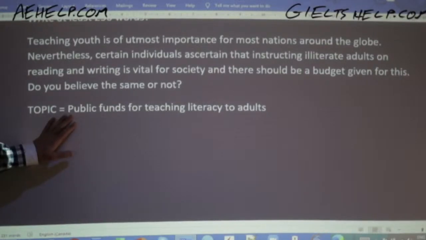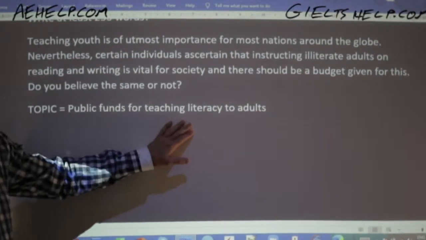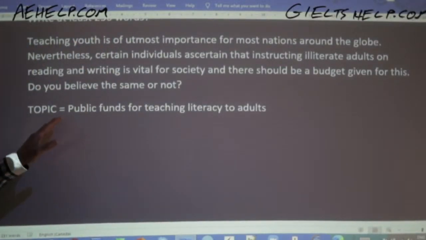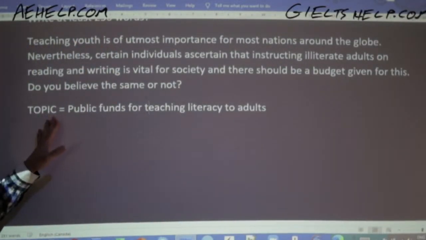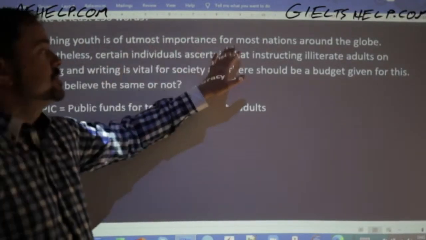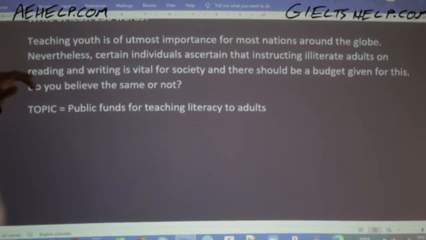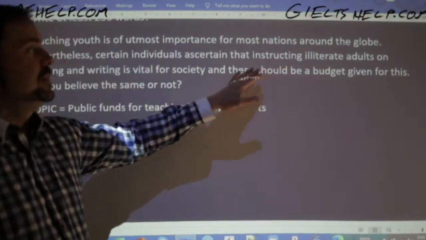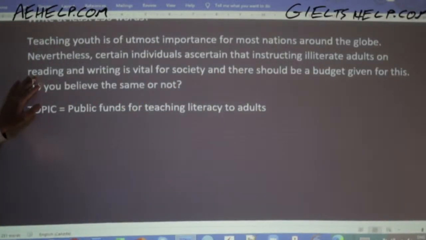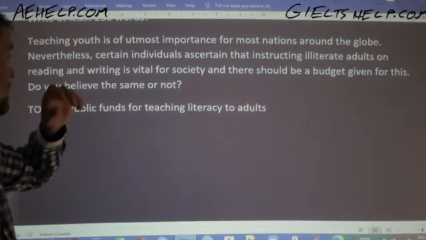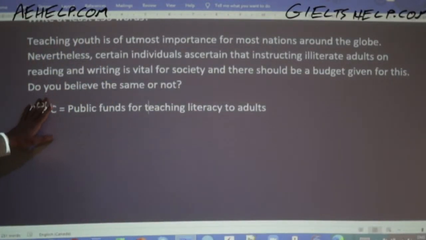We're talking about public funds for teaching literacy to adults. Okay? That's what we're talking about. Would you agree that, again, if we read this question, teaching youth is of utmost importance for most nations around the globe. Nevertheless, certain individuals ascertain that instructing illiterate adults on reading and writing is vital for society, and there should be a budget given for this. Do you believe the same or not?